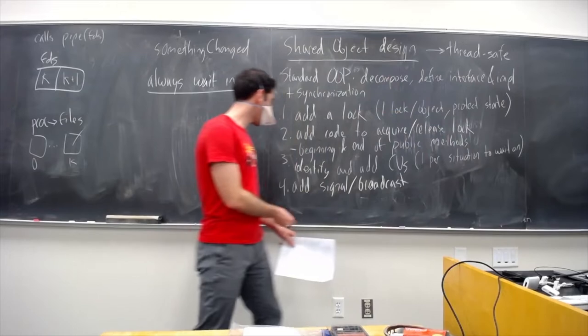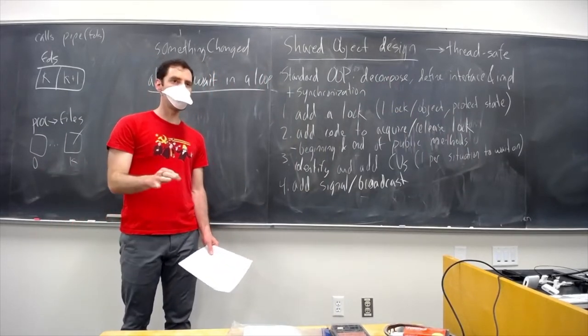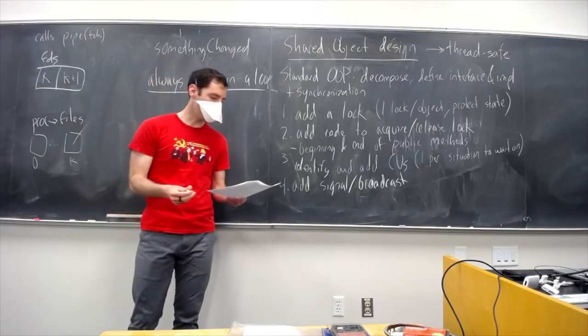All right, so these are four steps if we're designing a shared object, using the locks and condition variables we know and love.